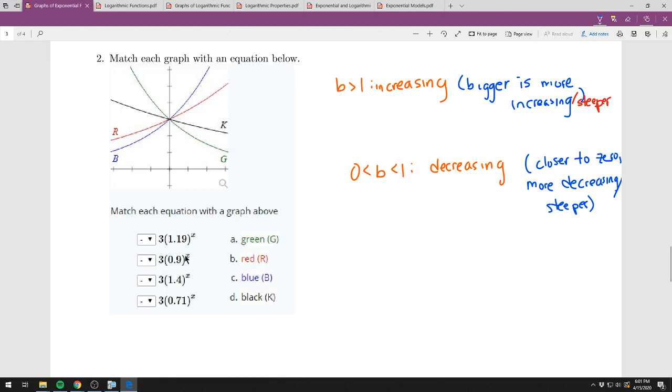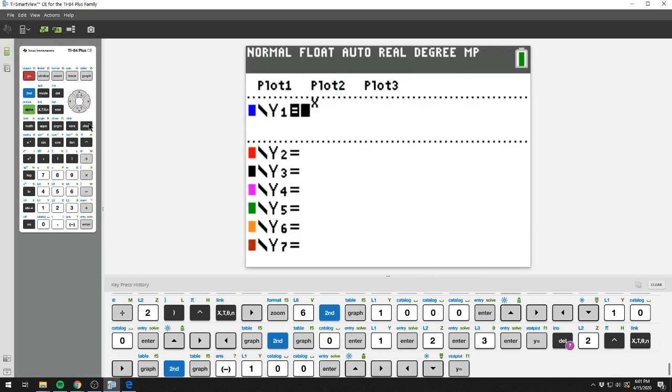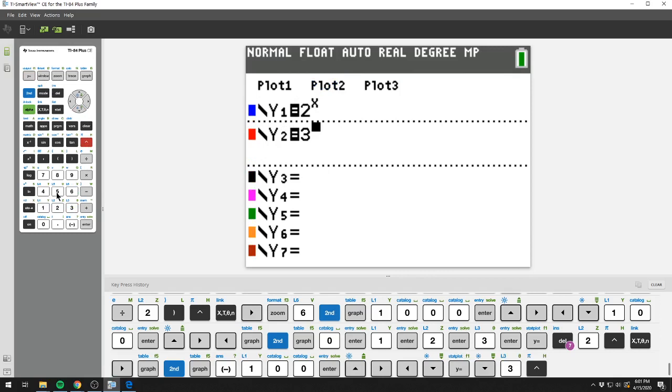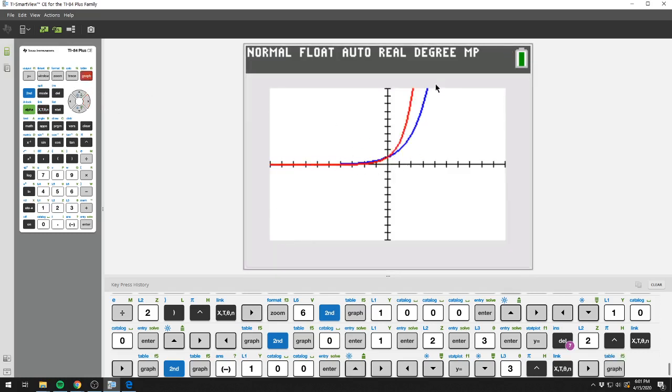So I'll go through this problem specifically. I just want to talk about why this is and show you in the calculator, because these numbers, if you do graph them, are all pretty close together. It might not be that easy to talk about the difference. But I'm going to compare the two, like I mentioned, 2 to the x and 3 to the x. The 2 to the x is going to be in blue, 3 to the x is going to be in red. And you'll see that the red is in fact more steep.